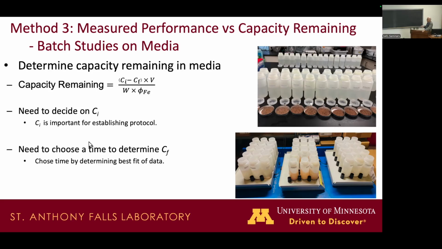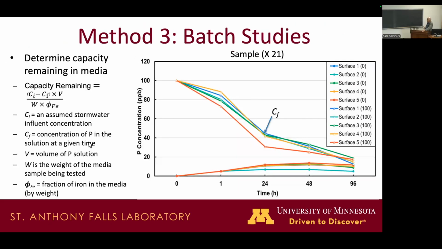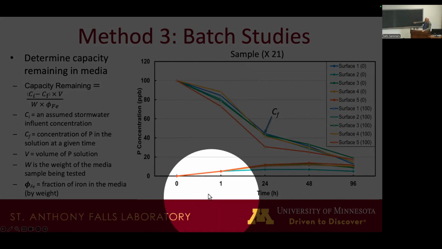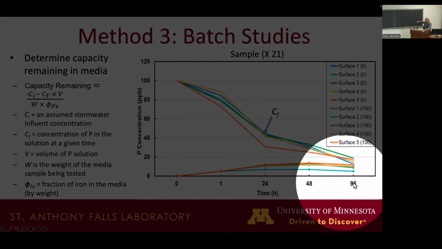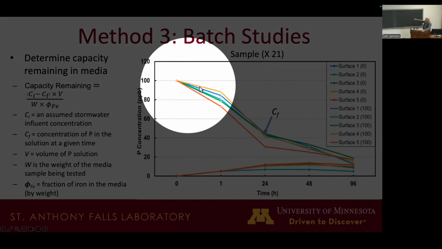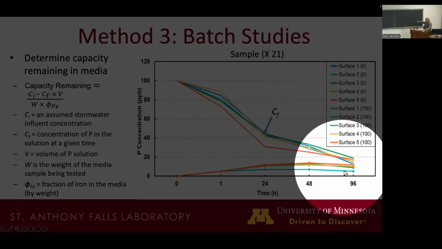And then we need to choose a time to determine CFs. And we did that by determining the best fit of the data. And here's some curves. These are actually pretty common. They look pretty much like this. We started with an initial concentration of 100 parts per billion, 0.1 milligrams per liter. And then took measurements at various times, 1 hour, 24 hours, 48 hours, 96 hours. And you can see that there is capacity, in this case, for this sample. You're going down to about 80% after 96 hours.